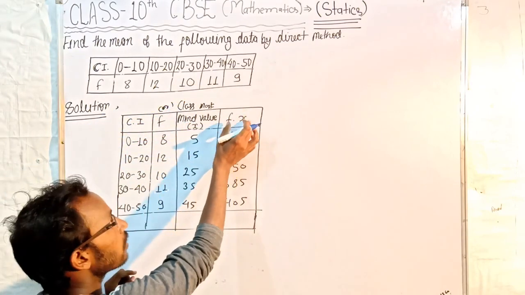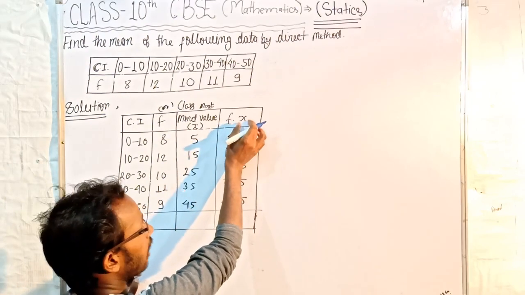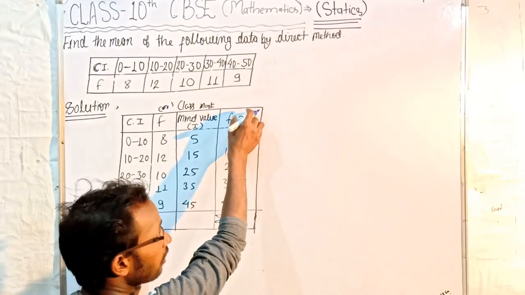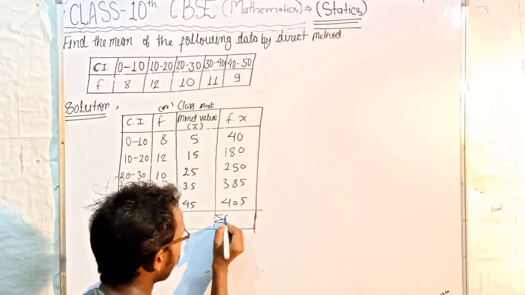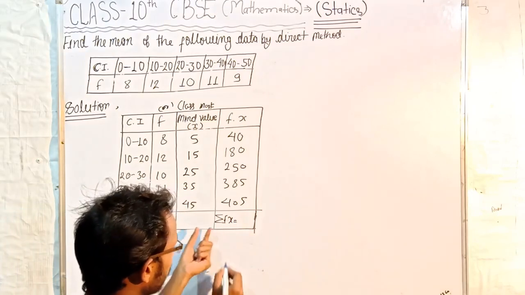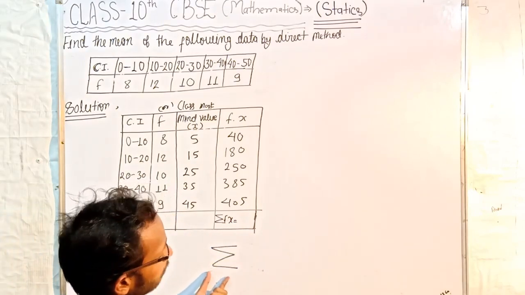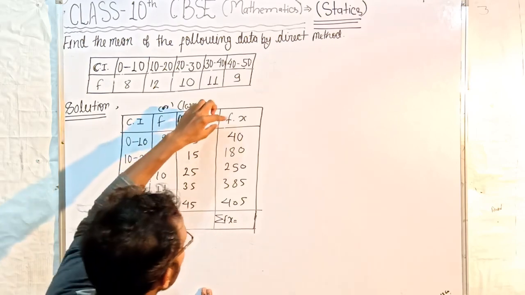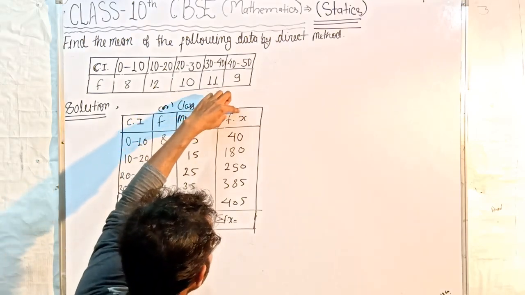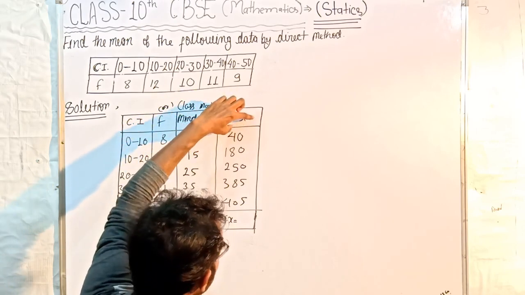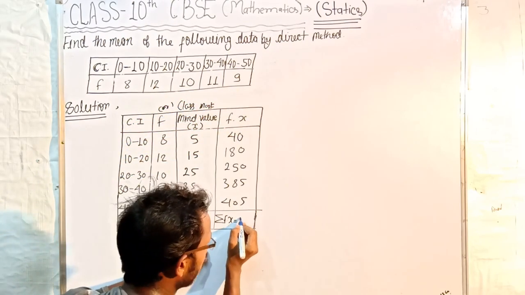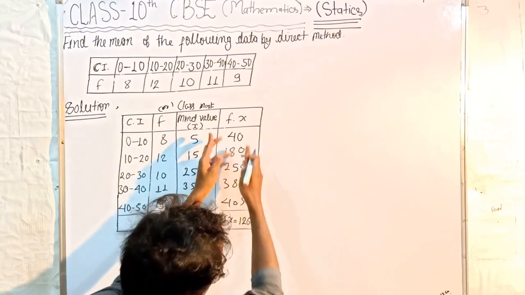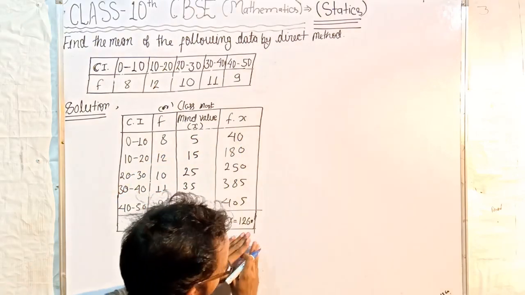Okay, now you will have to add all the products of frequency and mid value or class mark. If you are adding these products of frequency and class mark, this is called the summation of frequency times mid value. This is called f into x. This is called sigma. This symbol denotes that you will have to add all the terms. Okay, this is called sigma. If you are adding these products of frequency and mid value, then you will get 1260. I have already added this. Now you can add by yourself and write here.